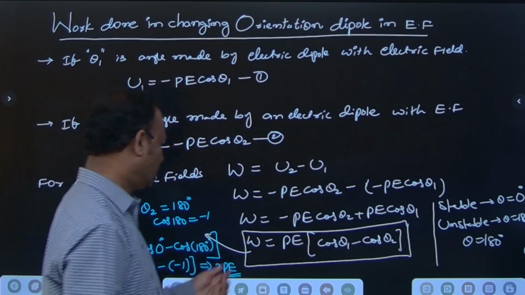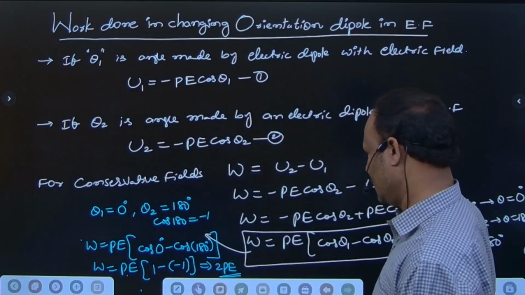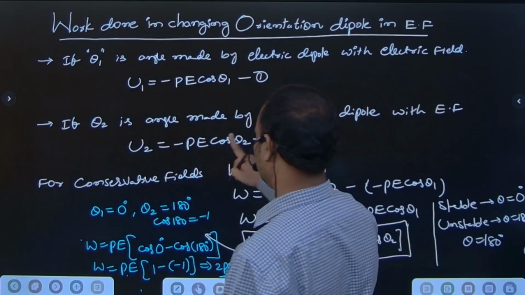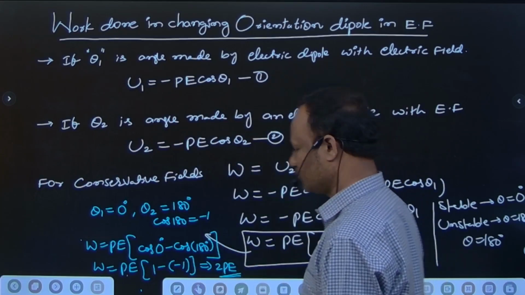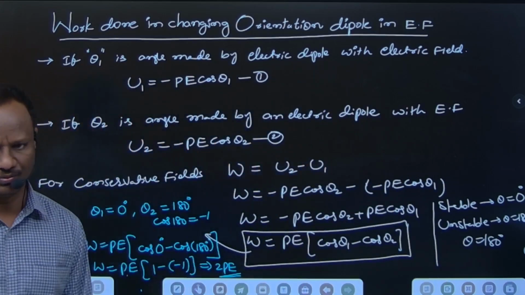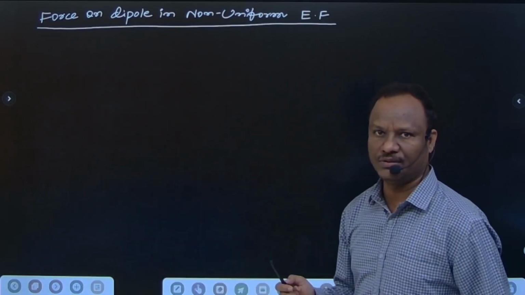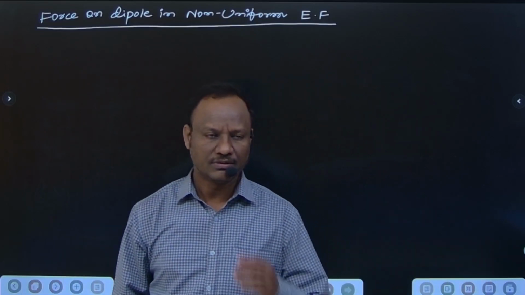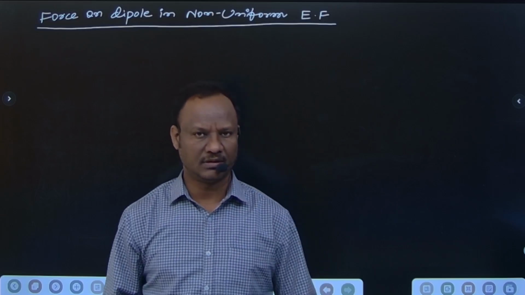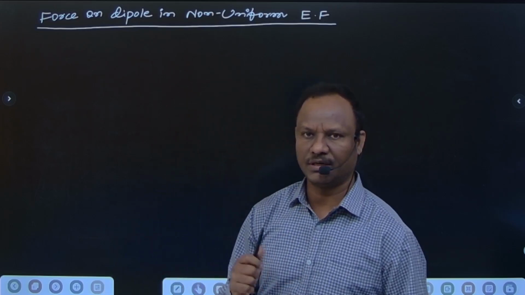So this W is the work done externally to change from theta 1 to theta 2. W is equal to pE times cos theta 1 minus cos theta 2. Here we are discussing force on a dipole in a non-uniform electric field. When a dipole is pivoted in a uniform electric field, the net force is 0, but what is the net torque?